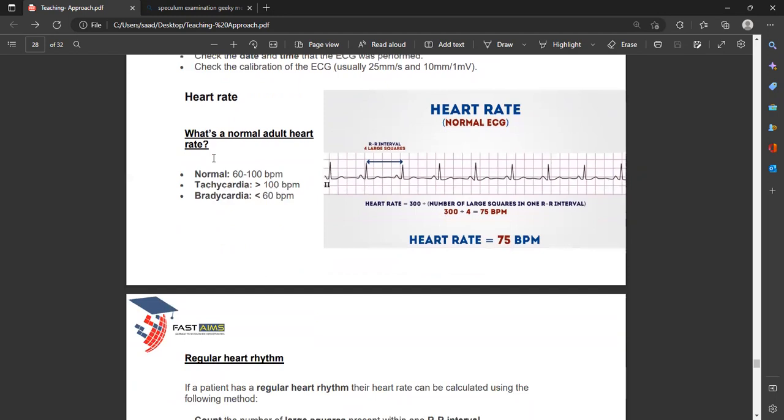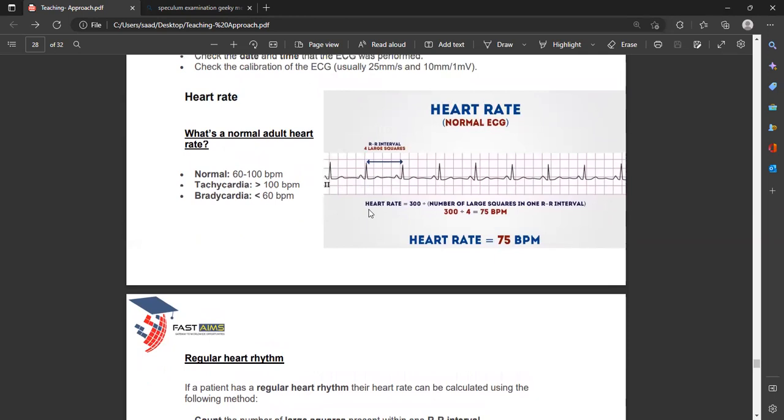So after these two questions, you can start with, "Okay, John, what is a normal heart rate?" It's 60 to 100, that's great. If it's above 100, it's tachycardia; if it's slow, less than 60, it's bradycardia. And how do we calculate the heart rate?